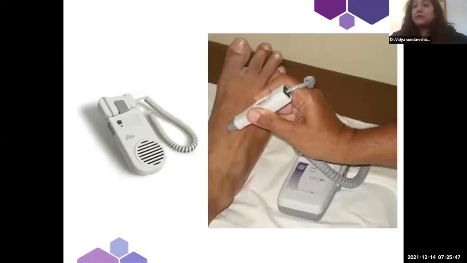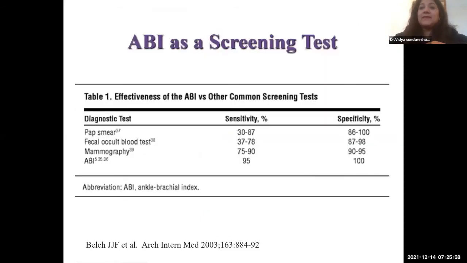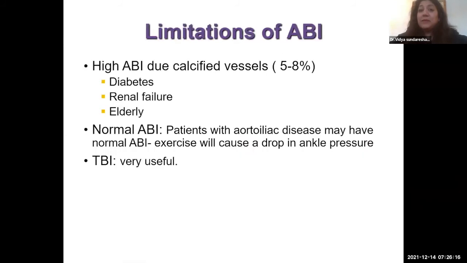Again, I put this picture 3 times because it's very important to have this in your clinical setup. If you're not able to find the pulse, use a Doppler. Use a Doppler to find the pulse. ABI is a screening test. This kind of compares it with pap smear, fecal occult blood testing, mammograms. So sensitivity is very high, and look at the specificity, it's 100%. So when available, definitely utilize those.